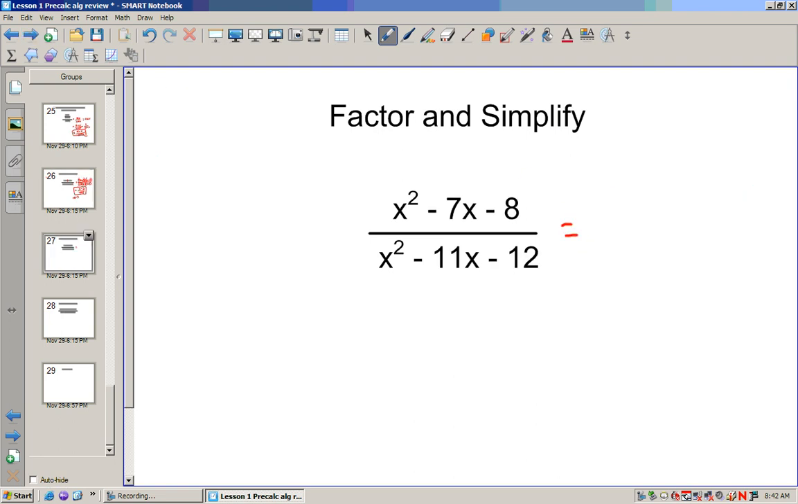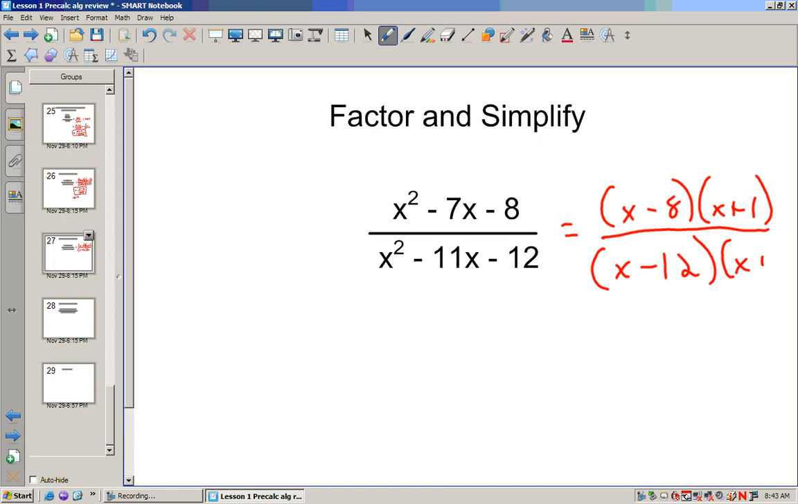Alright, let's look at this. What two numbers multiply to -8 and add up to -7? It's going to be x minus 8, x plus 1. Well, multiplies to -12, x minus 12, x plus 1. So these will cancel out as long as x isn't -1. So it'll be x minus 8 over x minus 12.